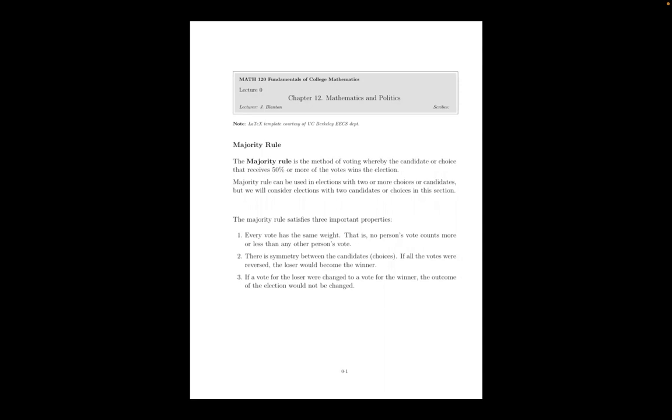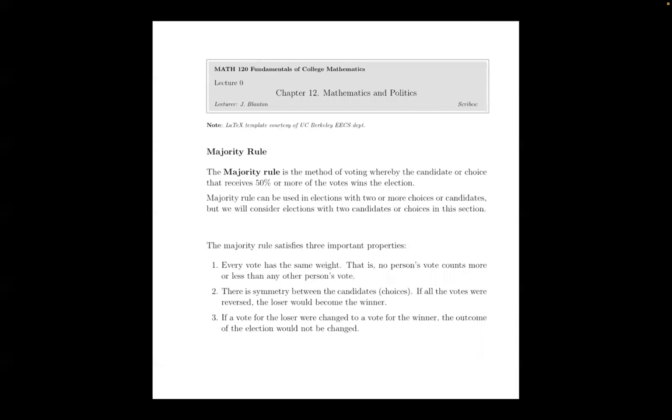So the first thing we cover in this section is the majority rule. So the majority rule is what it sounds like. It's the method of voting whereby the candidate or choice that receives 50% or more of the votes wins the election. So this would be a choice like a choice for a law, whether or not to adopt an amendment to a constitution or something, or to vote for a candidate for office. And the candidate that has 50% or more of the votes in the election wins that election. It's one of the most simple types of election rules that we can adopt.